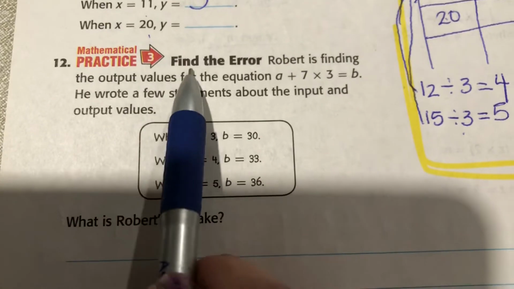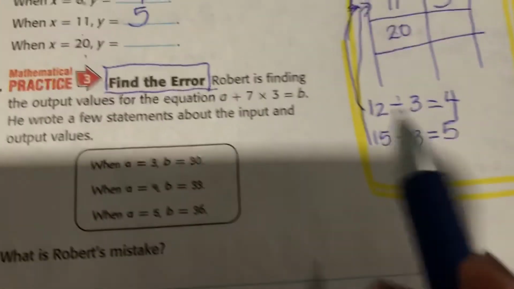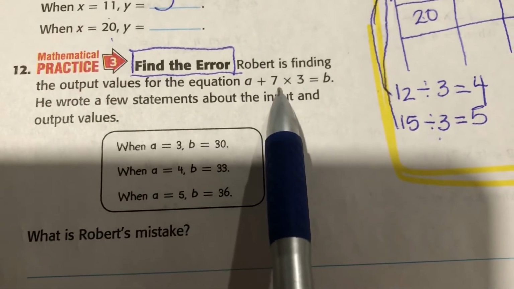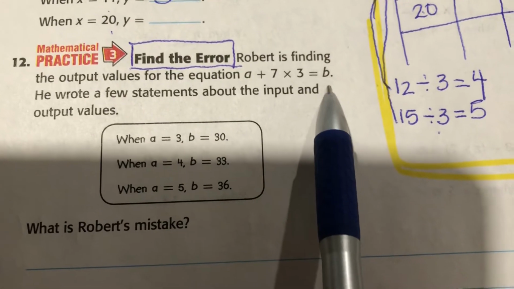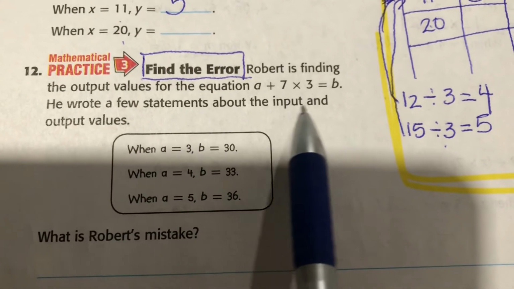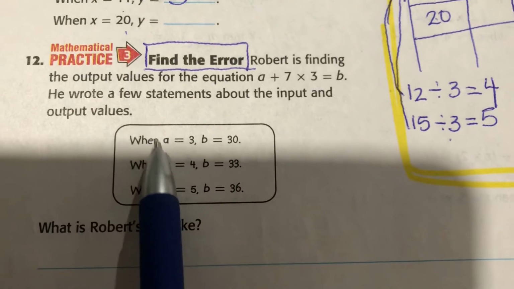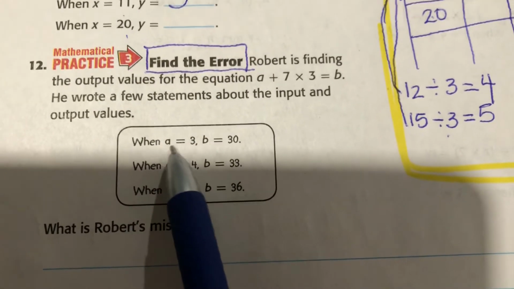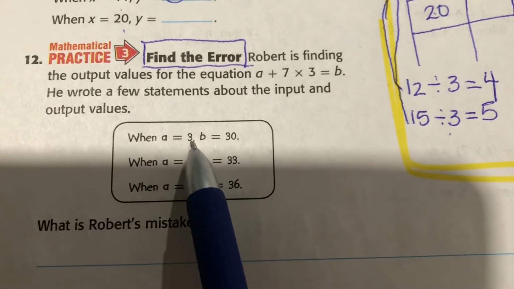Robert is, find the error. So let's box that in. Remember, we want to make sure that we box in what it's asking us to do. Robert is finding the output values for the equations. A plus 7 times 3 equals B. He wrote a few statements about the input and output values. So when A is 3, B is 30. Let's try that.